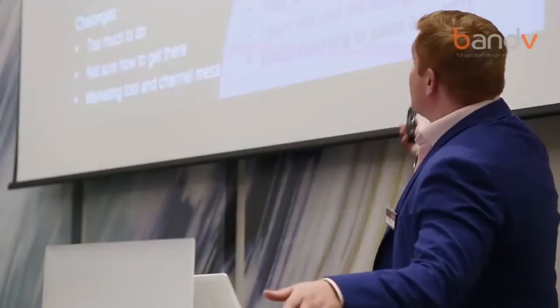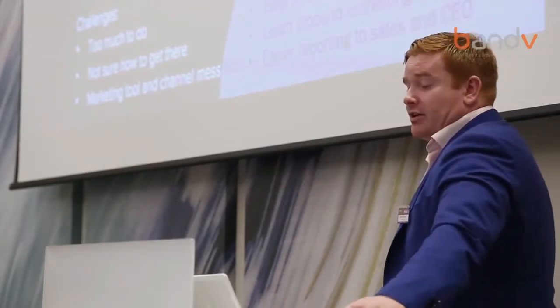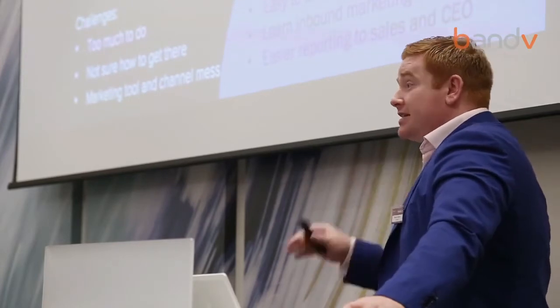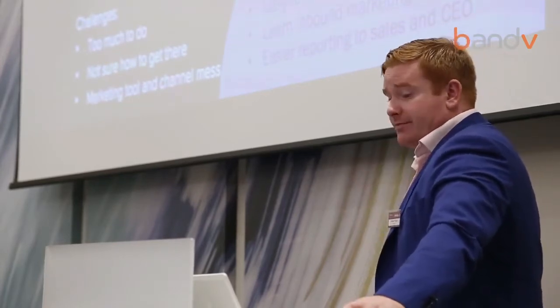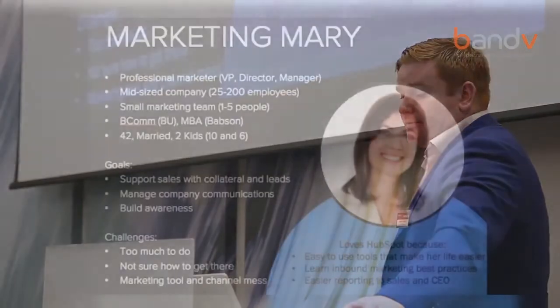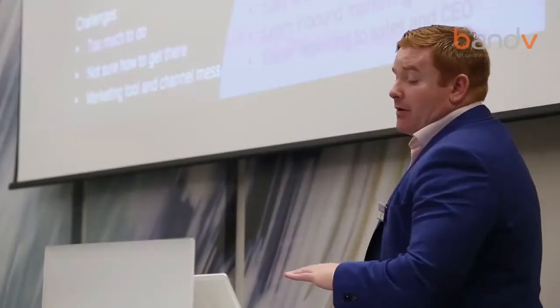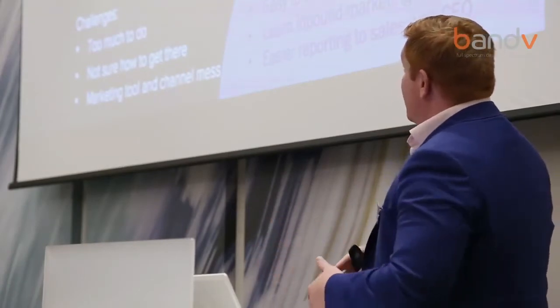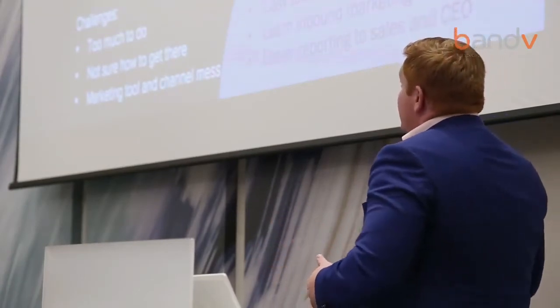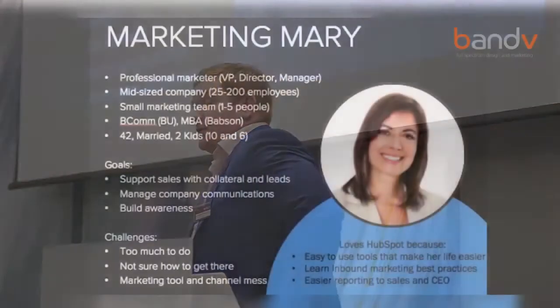So the first thing that Marketing Mary is, she's a professional marketer, generally around VP, director, manager level. She works in a mid-sized company, 25 to 200. She has a small marketing team, maybe 1 to 5 people. She generally has a master's postgraduate qualification, generally in marketing. On average, she's about 42. She's married and with 2 kids.